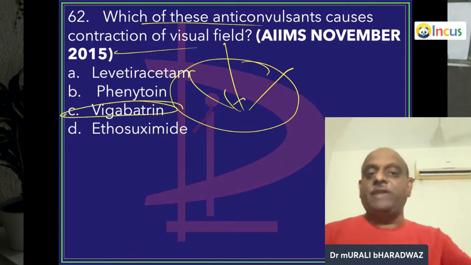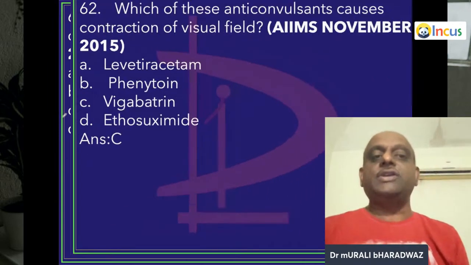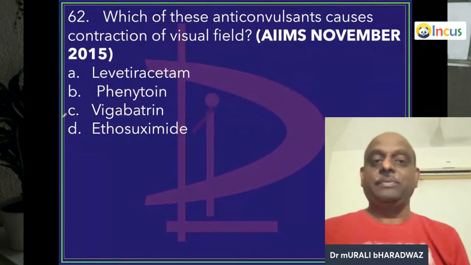Which anticonvulsant leads to a contracted visual field? Vigabatrin. V for visual, V for vigabatrin. Contraction of the visual field is what you need to remember.